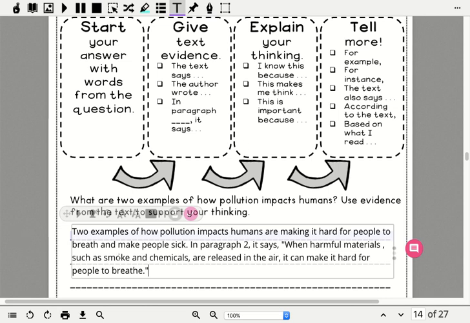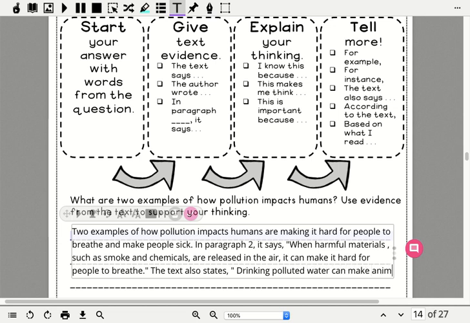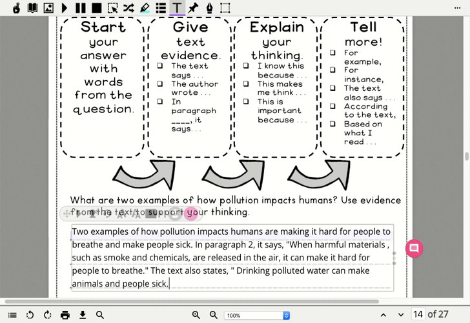And you know what I just realized? I forgot to put an E on this. So up here it says breath. So go back and add that E. Okay. Now I need to use another example. So I'm going to say the text also states, okay, and now I need something about this making people sick. Okay, and that is down under water pollution. So drinking polluted water can make animals and people sick.